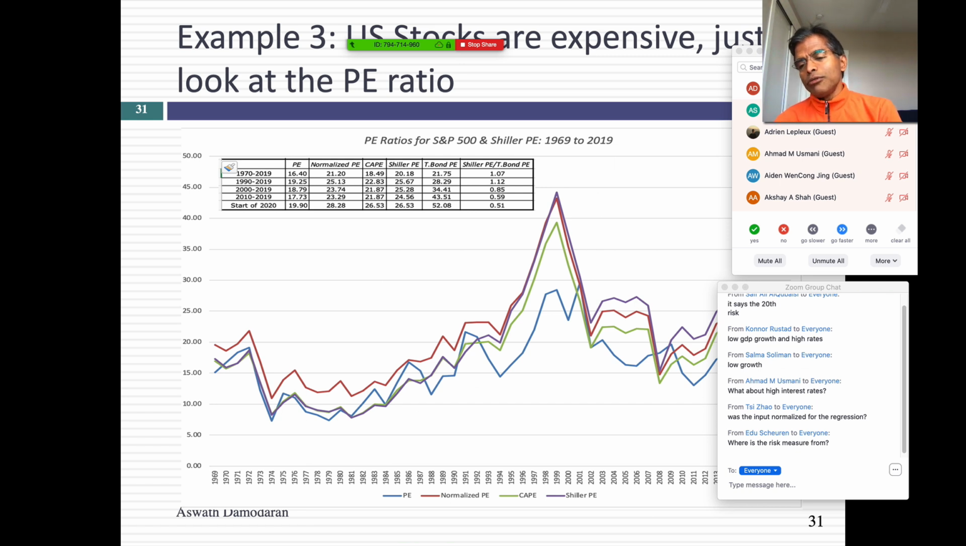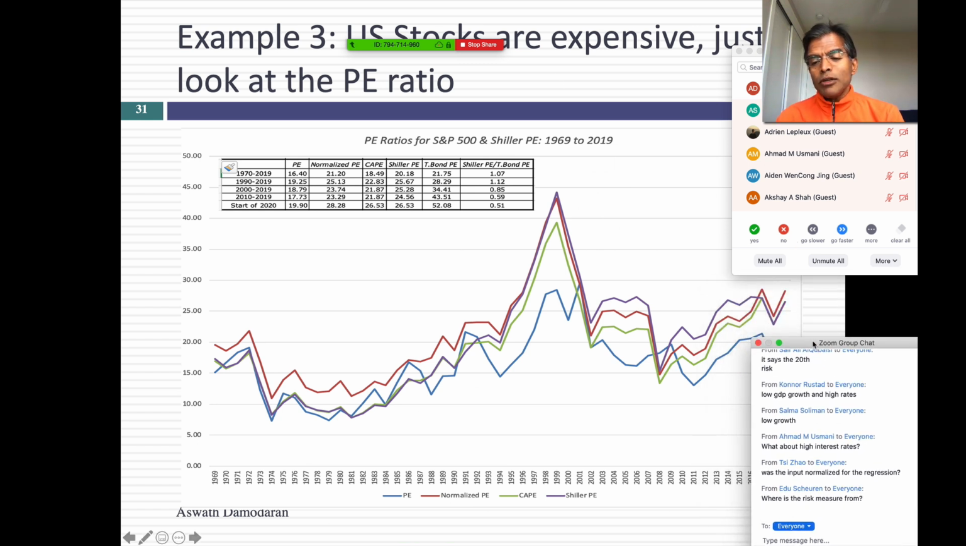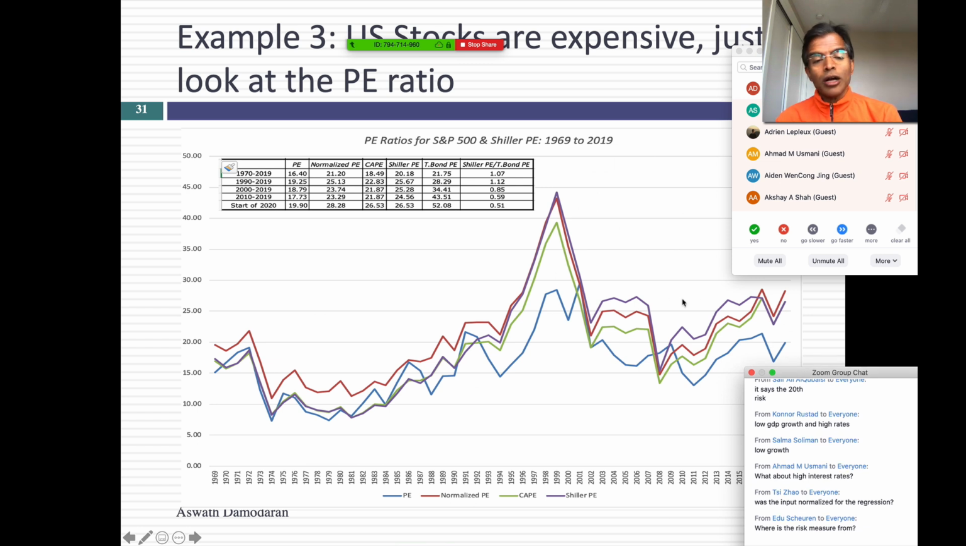But one of the tools that market timers use is to look at what a market is trading at relative to its history. So I'll give you a very simple measure that a lot of market timers use. They look at the PE ratio for the entire market. So this is the S&P 500. I've computed a bunch of different PE ratios. So let me list out the PE ratios I've computed. The blue line is the actual PE ratio. Okay? So that's just price divided by trailing earnings.